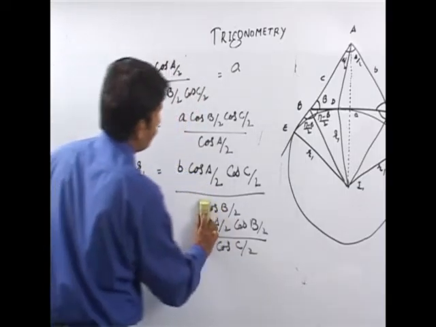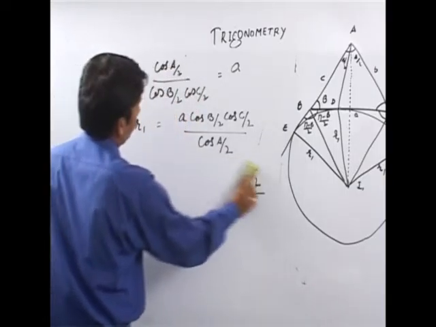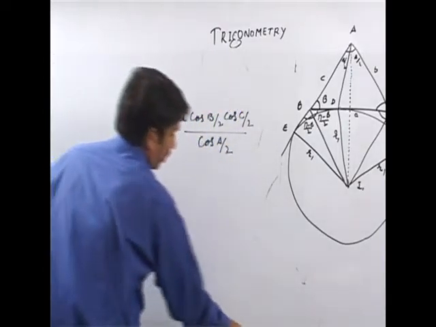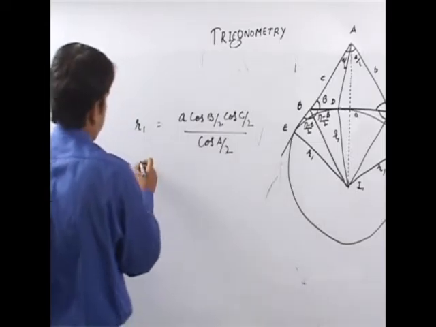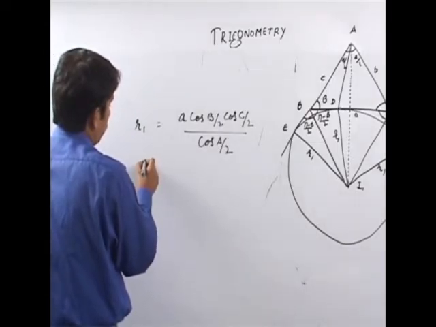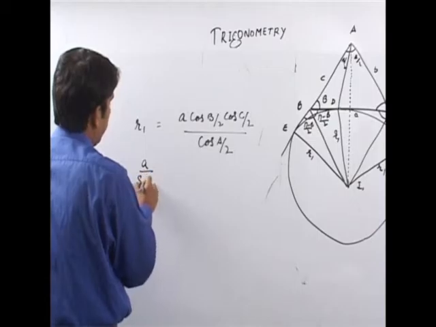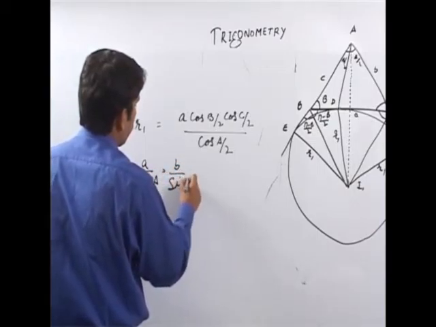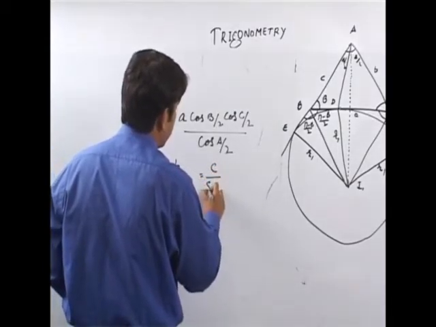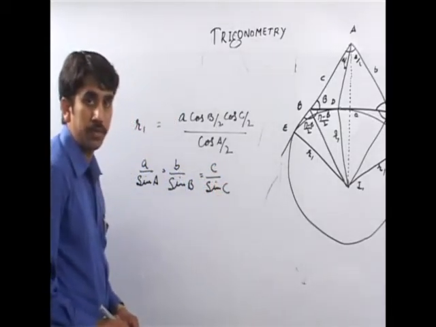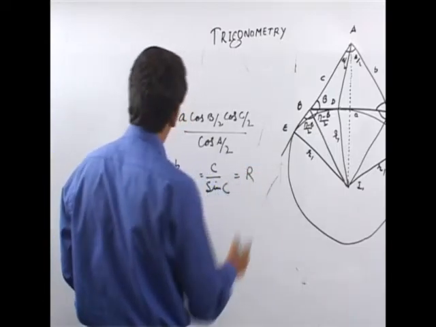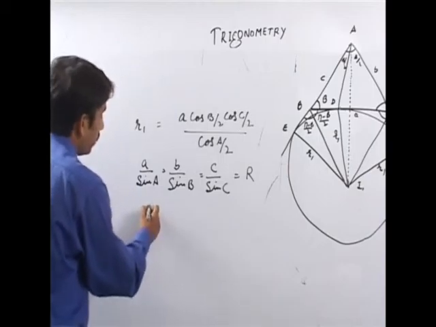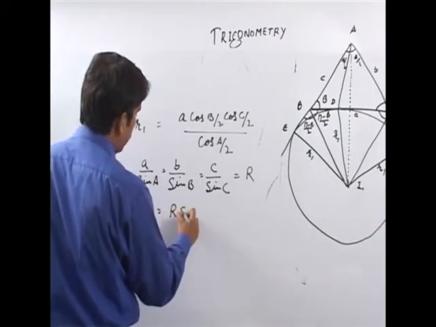Now if you take the formula that a over sine A is equal to b over sine B equals c over sine C, a result for circumradius, from here you can find out that small a is equal to R sine A. That means small a is equal to R sine A.